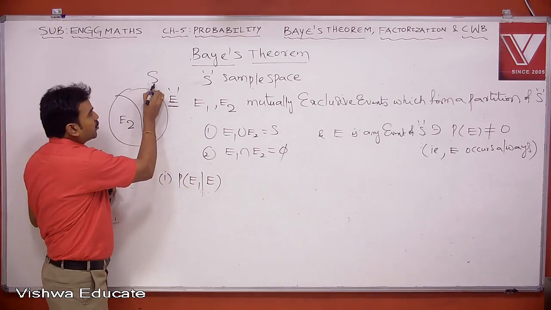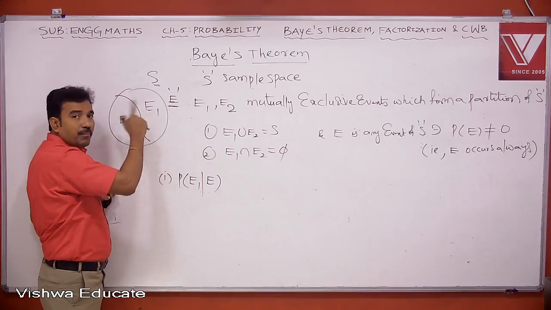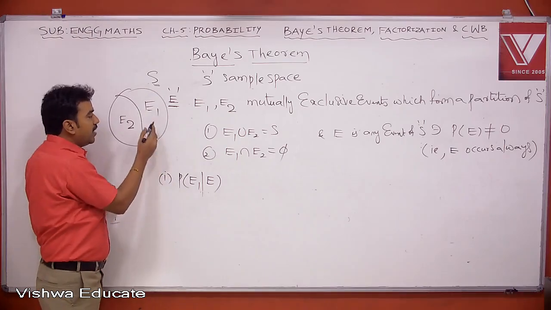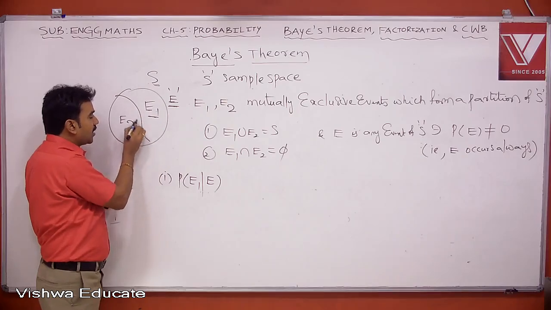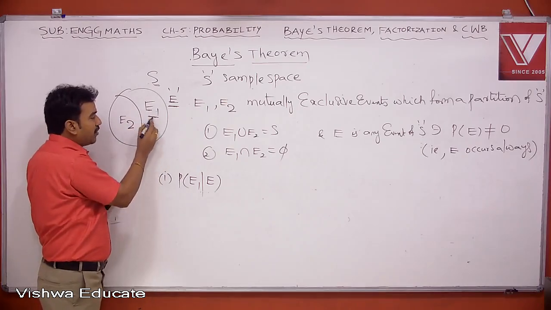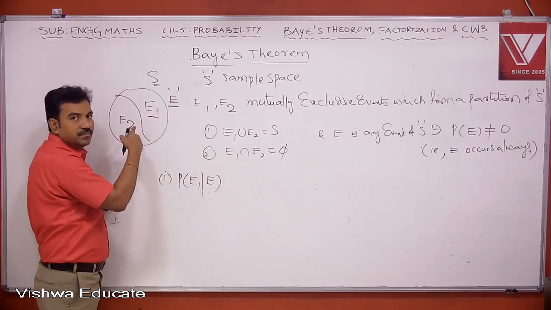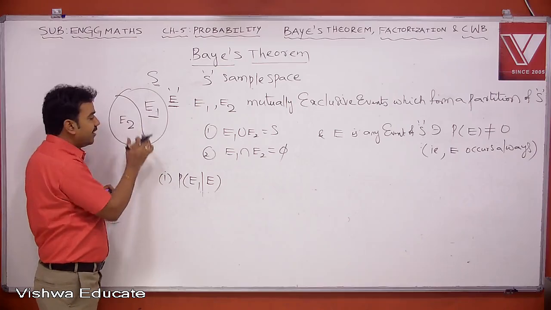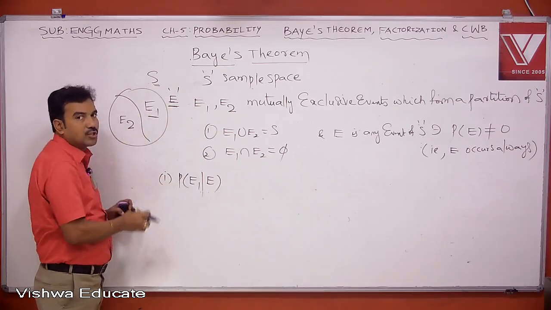This is my sample space S. It is divided into two partitions, I mean a partition of two mutually exclusive events. If an event occurs from E1, it should not occur from E2. So if a sample point occurs from E1, it should not occur from E2. If it occurs from E2, it should not be in E1. So E1 union E2 is S, E1 intersection E2 is phi.